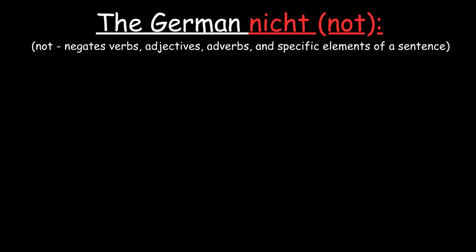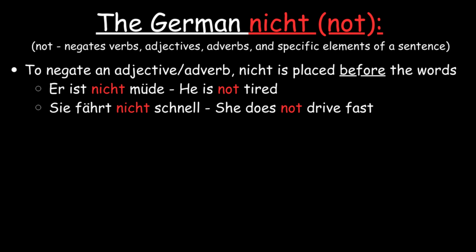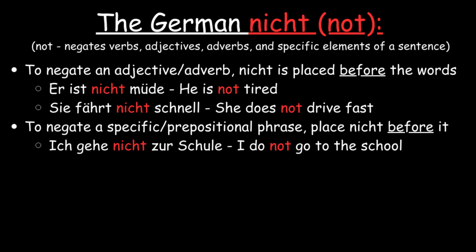The German nicht is equivalent to the English not, so it negates verbs, adjectives, adverbs, and specific elements of a sentence. The placement of nicht depends on what is being negated. To negate an adjective or adverb, nicht is placed before the word, like "ist nicht müde." "Sie fährt nicht schnell." Nicht is also placed before a specific or prepositional phrase. "Ich gehe nicht zur Schule."